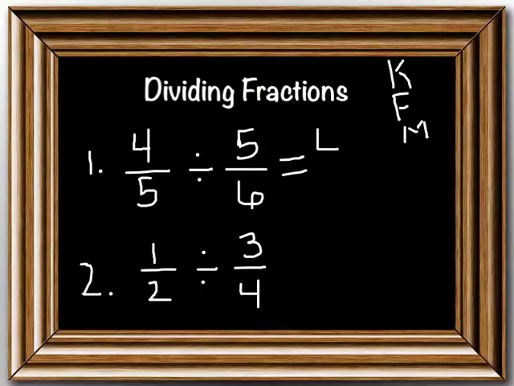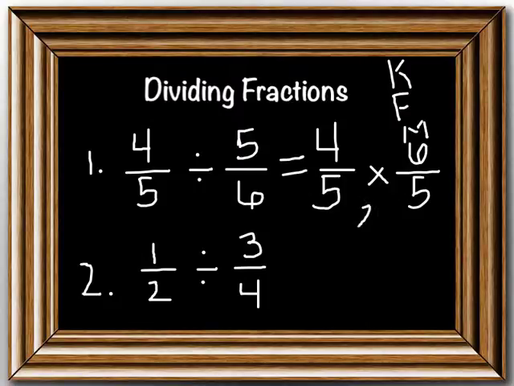So I have 4/5 times, flip, flip, and 5 goes on the bottom. So now I can multiply. 4 times 6 is 24, and 5 times 5 is 25. So I have 24/25. That should be your answer.